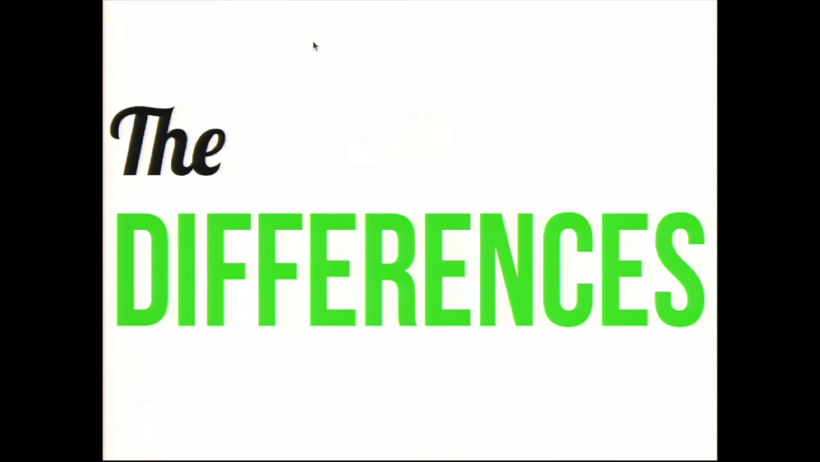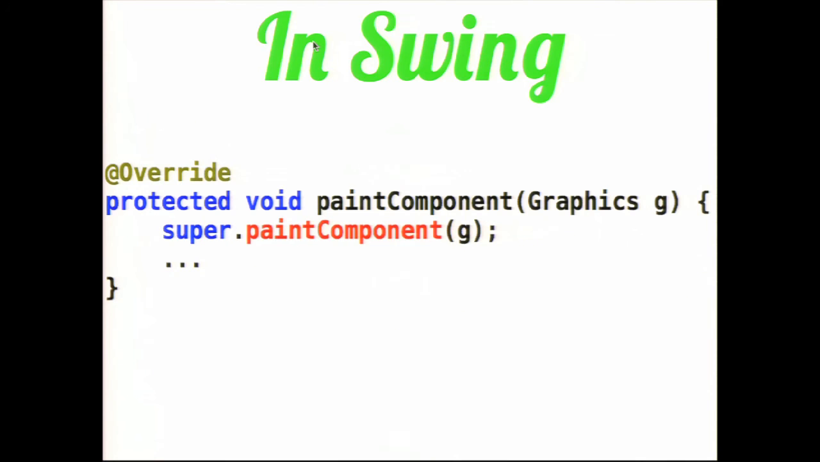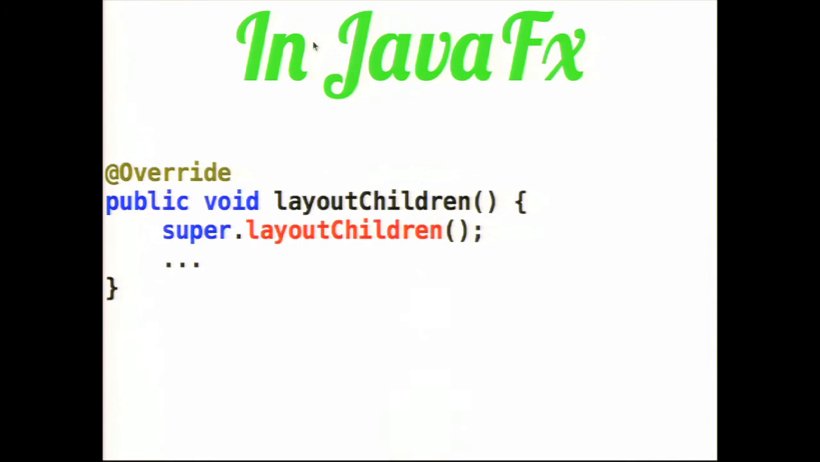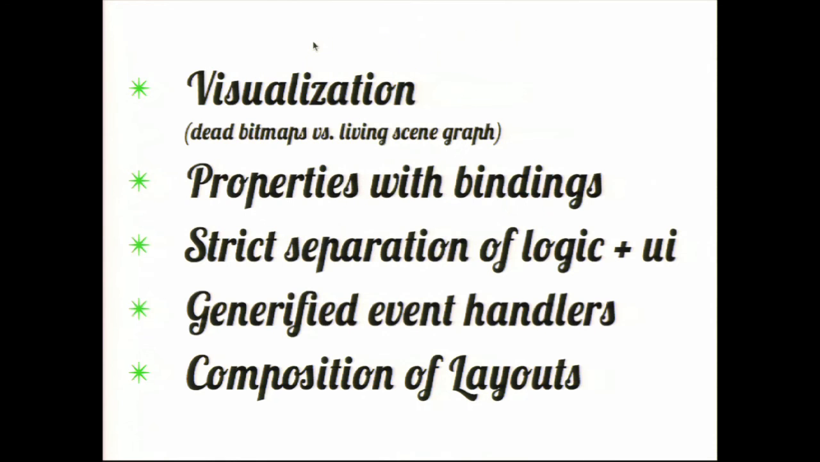So the difference is, again, in Swing you have paintComponent, and most of the time you use that for custom controls. In JavaFX you have layoutChildren. In principle this is the same thing, but layoutChildren works a little bit differently. Then the visualization is different between this dead bitmap stuff and the scene graph. You have properties with bindings. You have a strict separation between logic and UI. And then you have generified event handlers.